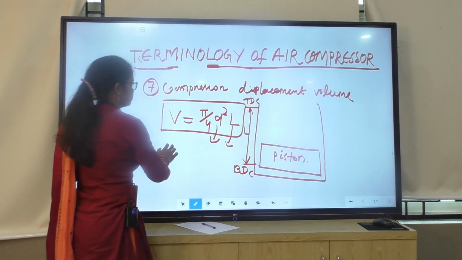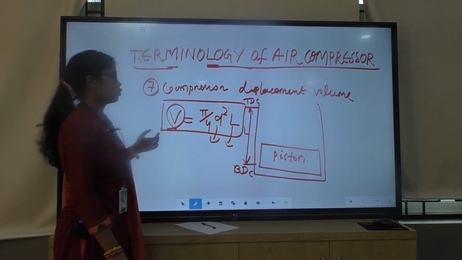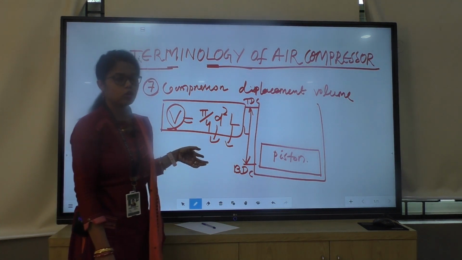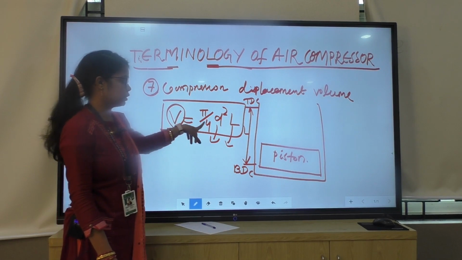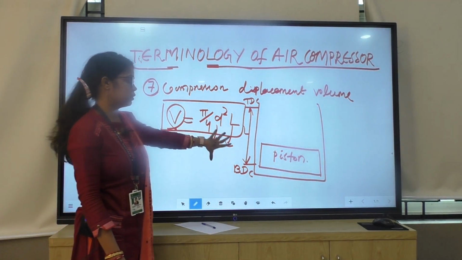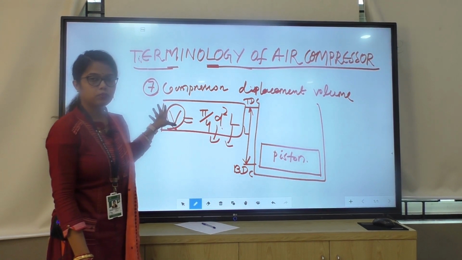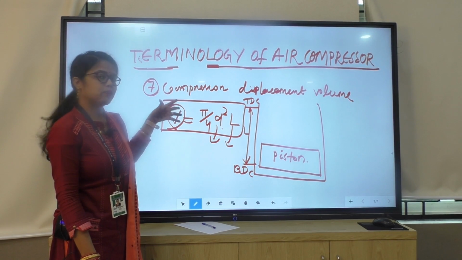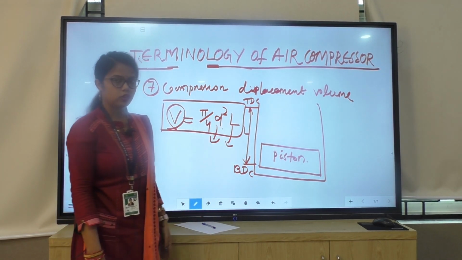This is the volume, compressor displacement volume. This is most important. This is also called as stroke volume. This is also called as swept volume. Clear? Most important, you have to remember this formula. Whenever the question will be given like this, the diameter is this much and stroke length is this much, find out what is the compressor displacement volume, you can put this formula pi by 4 d square L and you can get the answer.